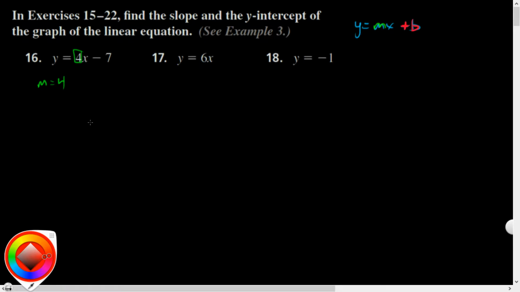The y-intercept, Jimmy, what's the y-intercept going to be here? Well done. So b is equal to -7.